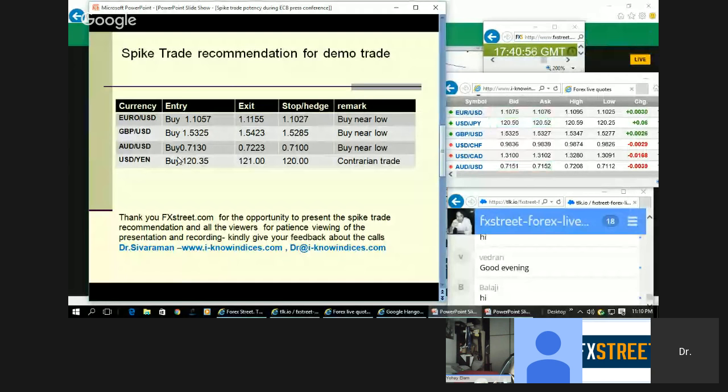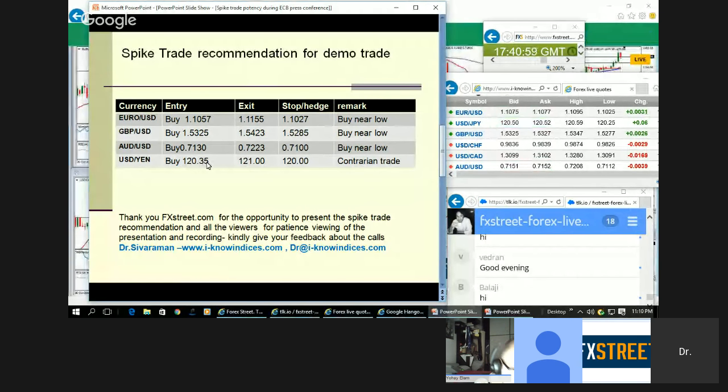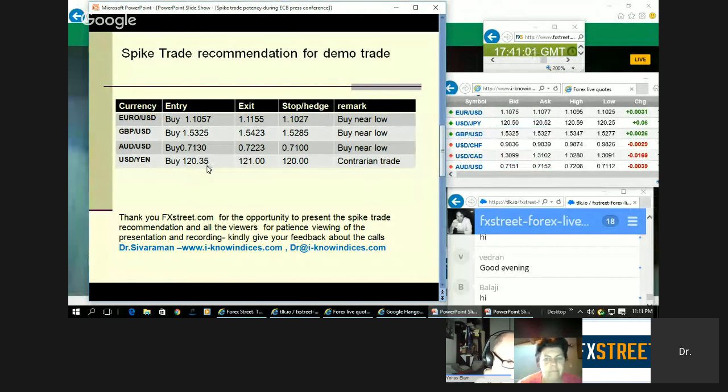And in the case of yen, you can keep a small buy at the lower level, around 120.35, probably about 5 to 10 pips. They can make a dip, and then they will spike up. And also, towards the close of the US session, there will be some profit booking at the higher level before making a further rise.